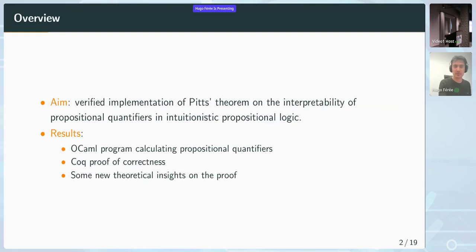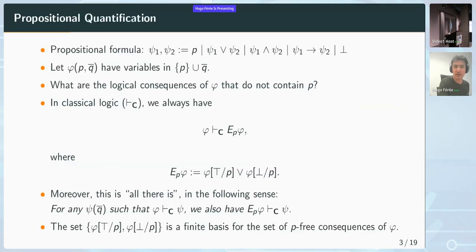The point of this talk is to present a formalization of something called Pitt's theorem, which is a result about intuitionistic propositional logic. One way to see it is as the ability to interpret propositional quantifiers in propositional intuitionistic logic. What we get here is, first, a Coq proof of that correctness result, and an OCaml program, by extraction, that computes propositional quantifiers. We'll also try to give you some insights on what we improved from the basic proof, as usual.